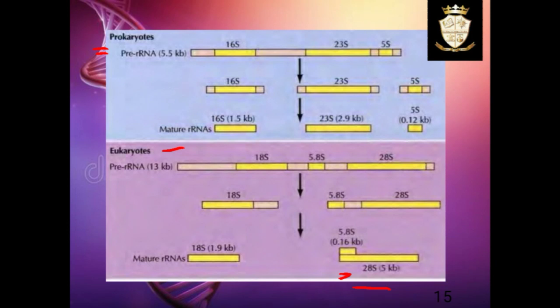And the immature pre-rRNA is converted into mature rRNA for further processes, that means transcription and translation. Whatever becomes mature becomes functional. That process is known as rRNA processing.